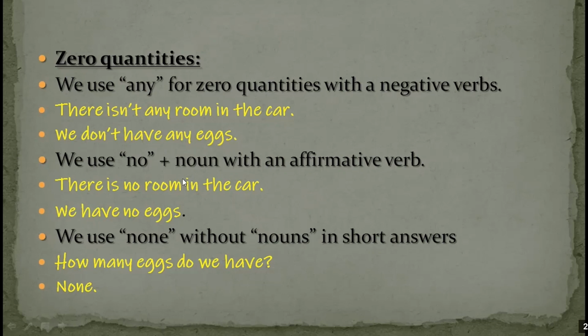We don't have any eggs. We have no eggs. Same meaning. Don't have negative, have affirmative. Same meaning. We use none without nouns. If you don't have a noun like eggs, and you want to provide a short answer, just say none. How many eggs do we have? None. So these three sentences, we don't have any eggs, we have no eggs, none, they have the same meaning. But here we have a noun, here we have a noun, and here there's no noun, and it's a short answer.